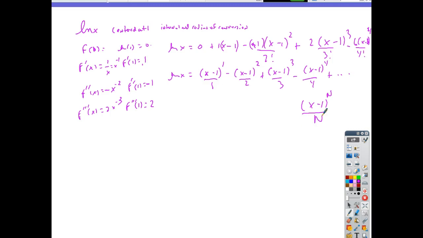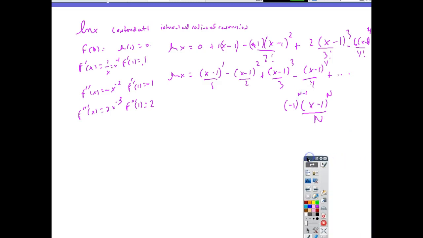Okay, we have an alternating -1, so I throw in (-1). Is your preference n plus 1 or n minus 1? It don't matter, just pick one. N minus 1, that's what we're doing this year. I don't remember ever doing n minus 1 as the preference. So the next term would be (-1) to the n, (x minus 1) to the n plus 1, all over n plus 1. Agreed?